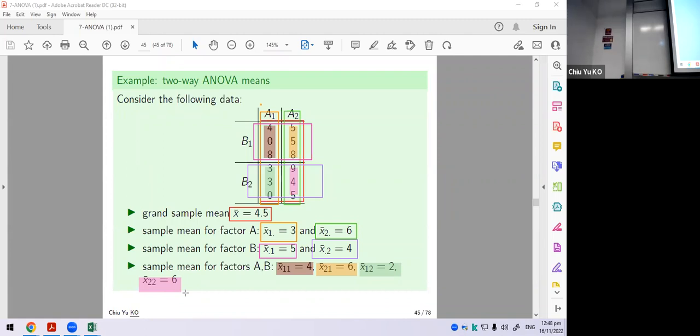Is that clear? How each entry can be calculated, all right? Is that okay? Any question about how you can do it? Okay, if no, then the rest will be easy, okay? Because all the calculation will rely on these means, okay?